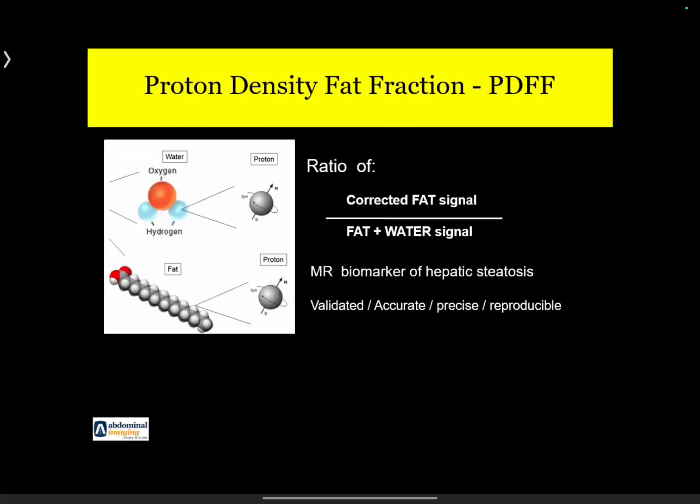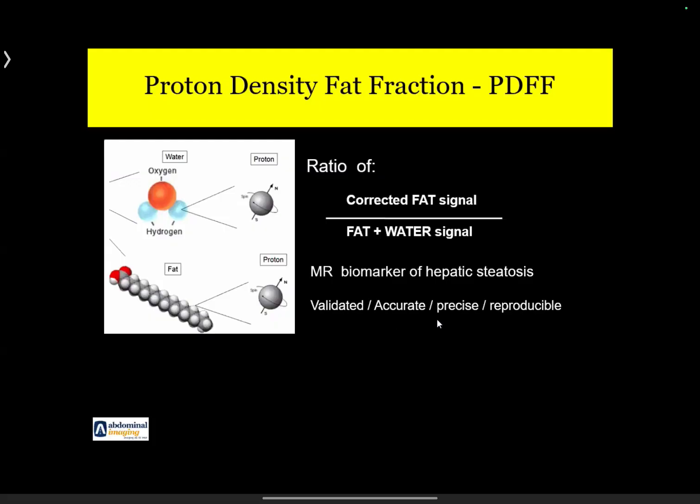Because of these disadvantages, the same Dixon sequence goes one step further. This is now called a proton density fat fraction image. It gives accurate separation of the water and the fat protons, and this gives a ratio, and you get a percentage. Now this is considered very accurate. It has been validated on multiple studies.